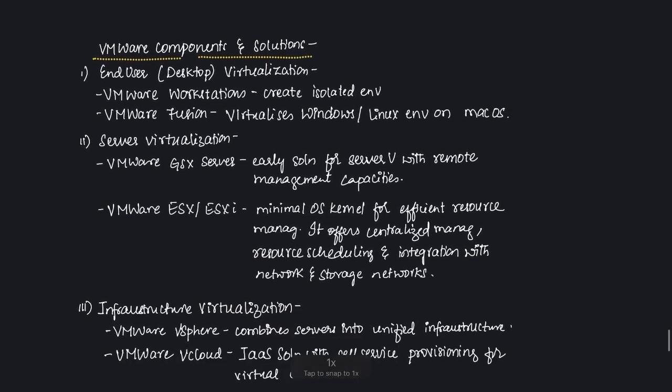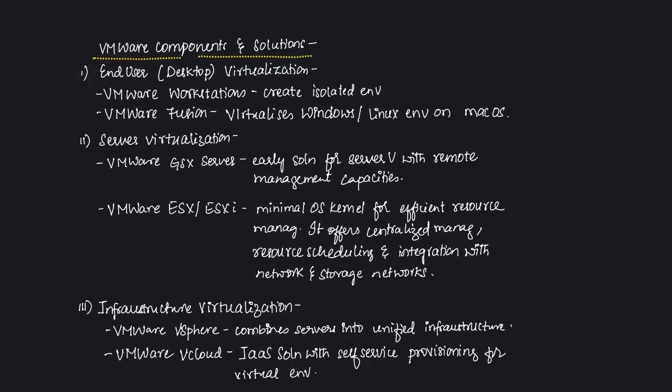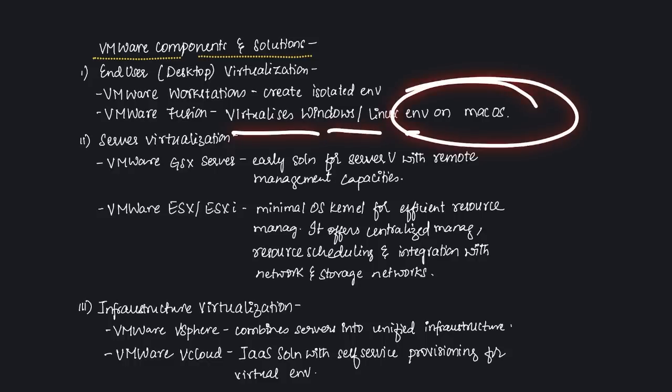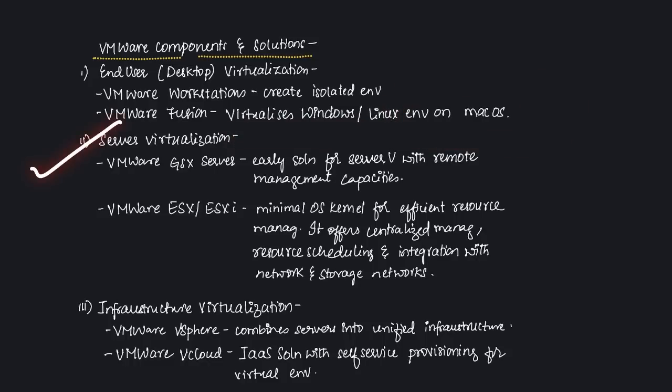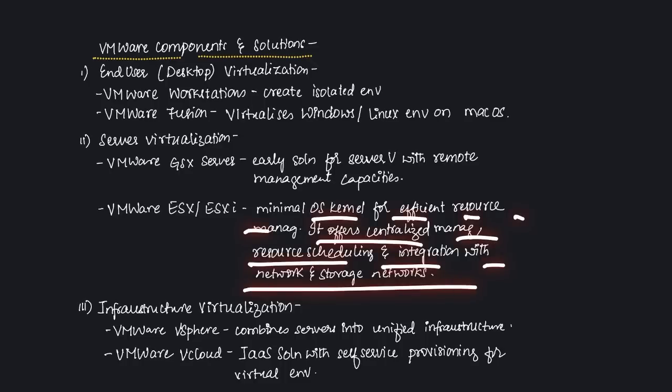Next, we have VMware components and solutions. The first component is end user or desktop virtualization. Here we make use of VMware Workstation, which will create the isolated environment. Then we have VMware Fusion, that is for Mac OS, which will virtualize Windows or Linux environments on Mac OS. Then you have server virtualization. We have VMware GSX Server, which is an early solution for server virtualization using remote management capabilities. Then we have VMware ESX or ESXi. ESX or ESXi features a minimal OS kernel for efficient resource management. It will offer centralized management, resource scheduling, and integration with network and storage networks.